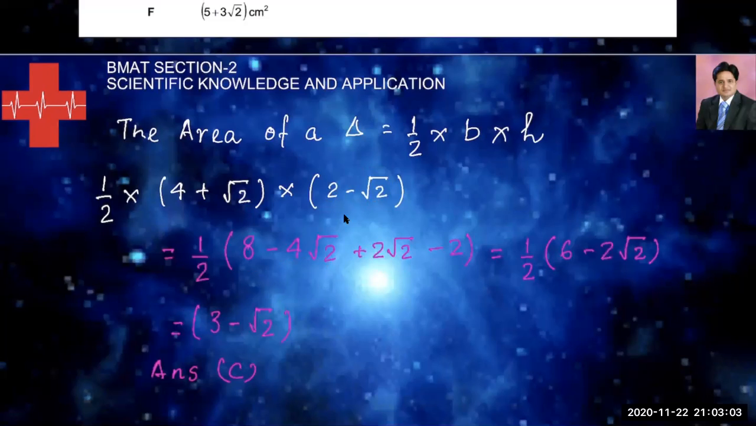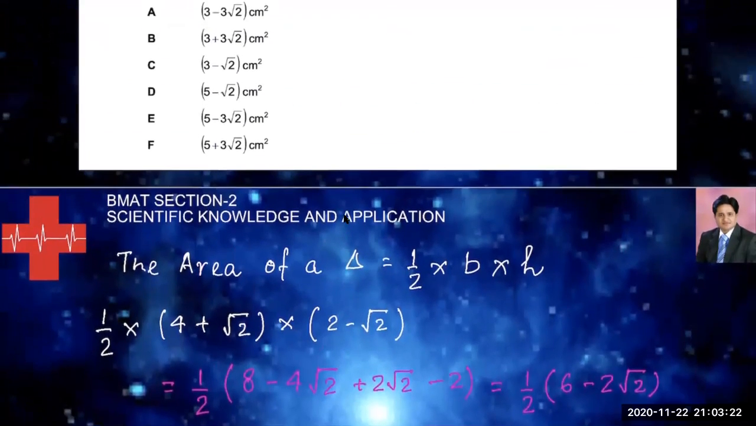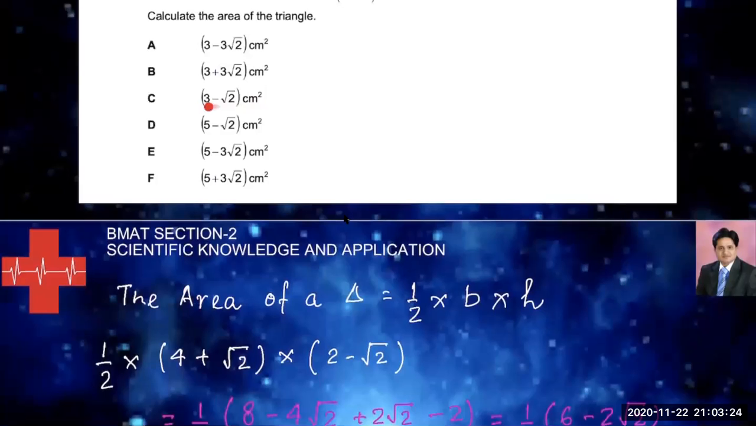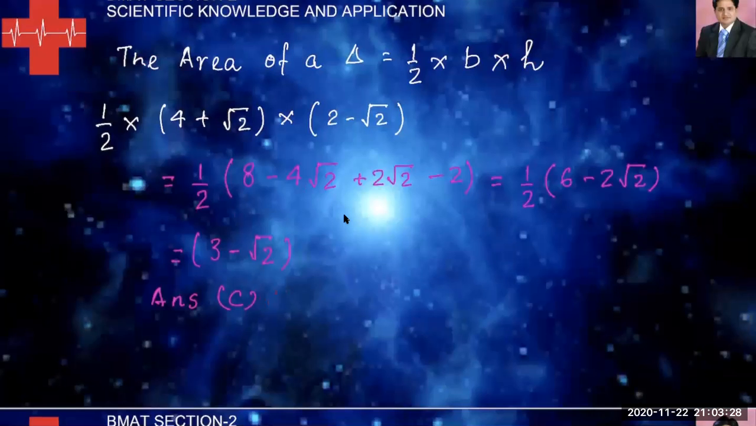So if you try to solve here, this becomes 8 minus 2, which is 6, and negative 4 square root of 2 plus 4 square root of 2 gives you negative 2 square root of 2. Then since this is divided by 2, you can divide each one of them by 2, and you get 3 minus the square root of 2. So if you look at the options, you have one of the options 3 minus square root of 2. So your right answer is C.